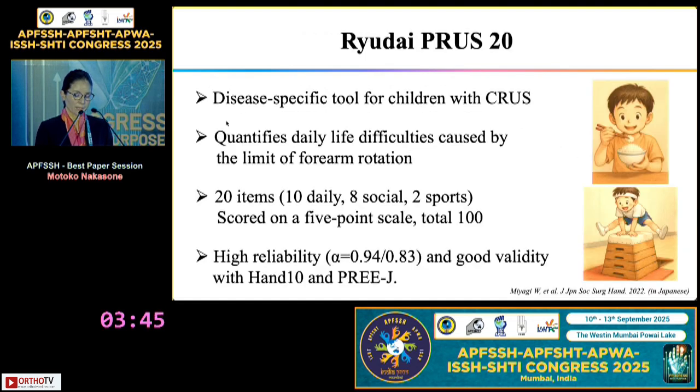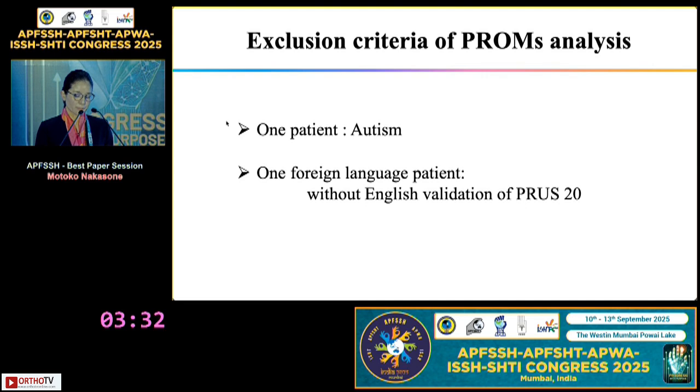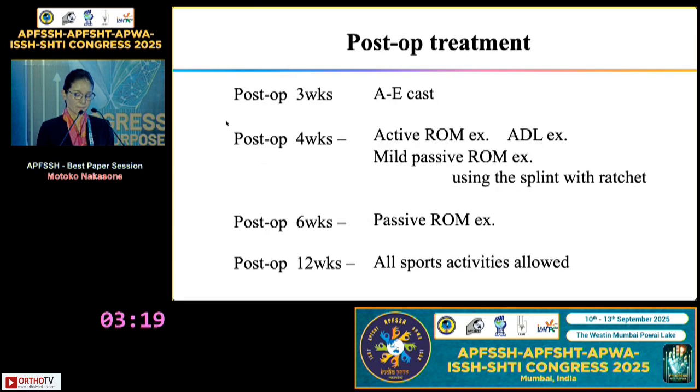Ryudai PRUS-20 is a disease-specific tool for children with CRUS. It quantifies the daily life difficulties caused by fixed forearm rotation. Exclusion criteria for a PROMs analysis: 1 patient with autism and 1 foreign language patient without English validation of the Ryudai PRUS-20 were excluded. Post-operative treatment was carried out according to the following protocol.